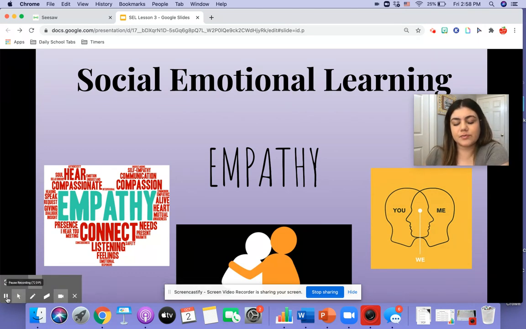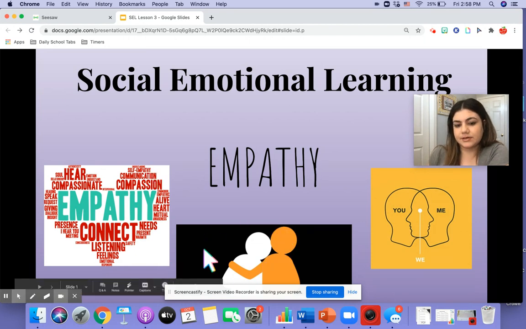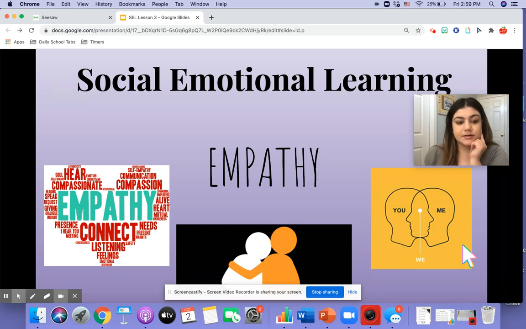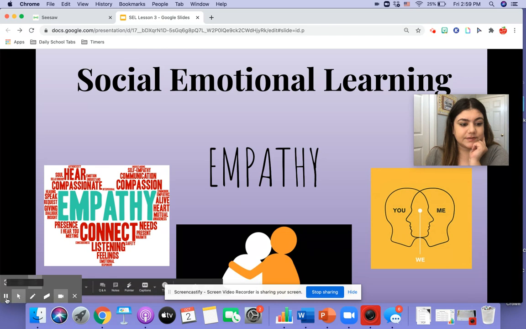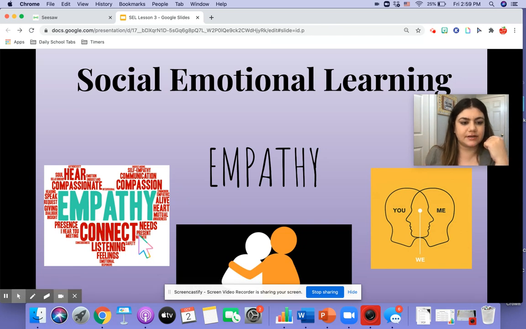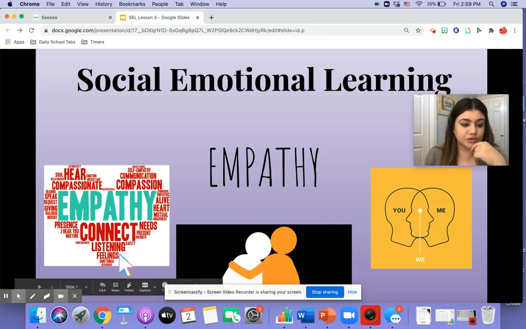Take a look at the 3 pictures that I added. Here's 1, 2, and 3. This might give you a hint to what empathy means. So in our first picture here, we see the word empathy very large with other words around it, like hear, compassion, heart, present, connect, listening, feelings, emotional, I hear you.